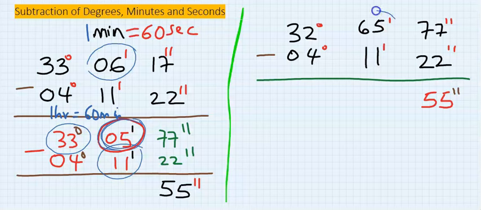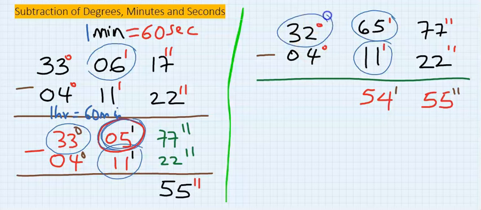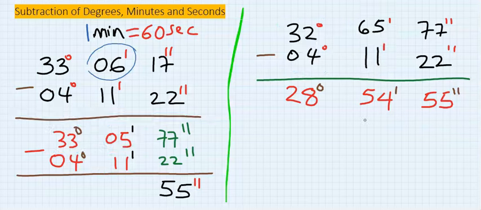Next, 65 minutes minus 11 minutes, 54 minutes. Next, 32 degrees minus 4 degrees. Hence, we have 28 degrees. This is less than 60 seconds, and this is less than 60 minutes. Hence, this becomes our final result.